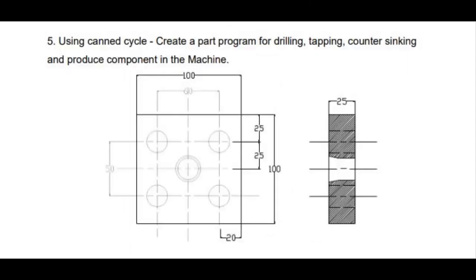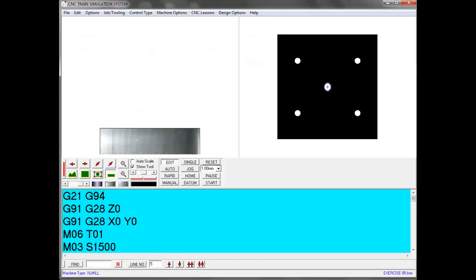Exercise 5. Using CAN cycle, create a part program for drilling, tapping, countersinking and produce the component in the machine. In this video, we will see the programming of the countersinking operation. The countersinking operation is the second operation after the drilling of the 5 mm hole at the center.